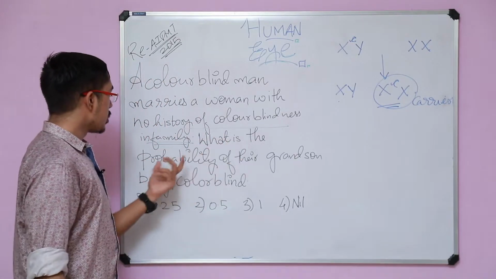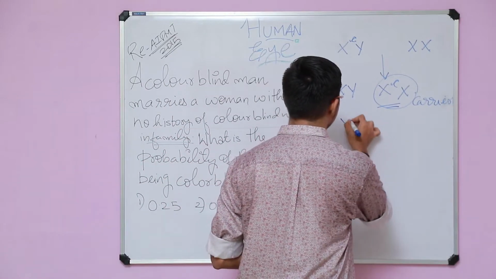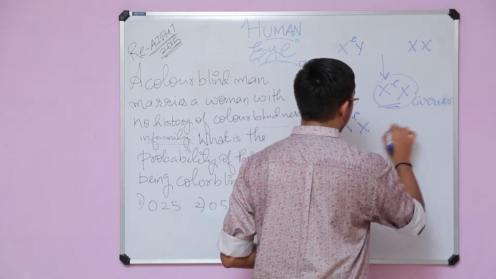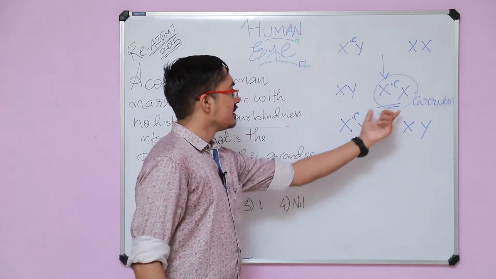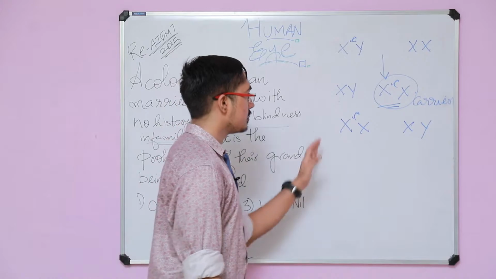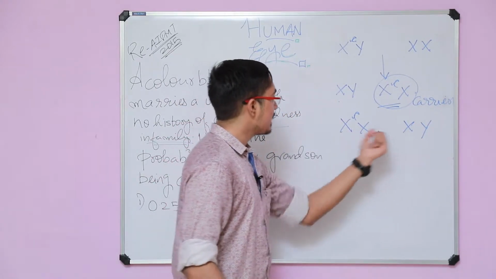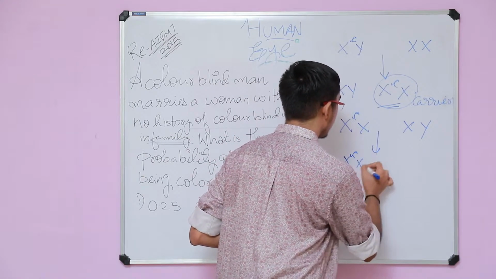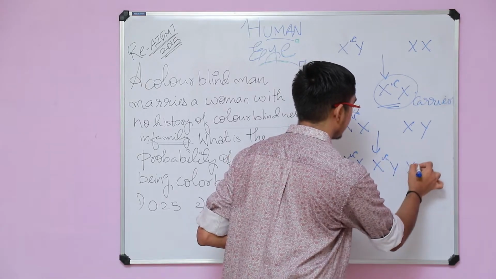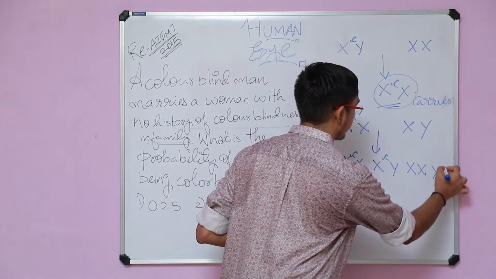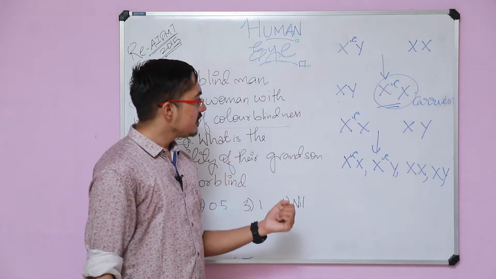Now what is the probability of their grandson being colorblind? So we suppose that this person is marrying another person who is normal, that is XY. This is a normal male, and it is this carrier female who is married. So these two people are marrying. Now if I write their progenies, this is X^C X, this is X^C Y, this is XX, and then XY. So these are the four types of genotypes present in their children, and we will analyze this.